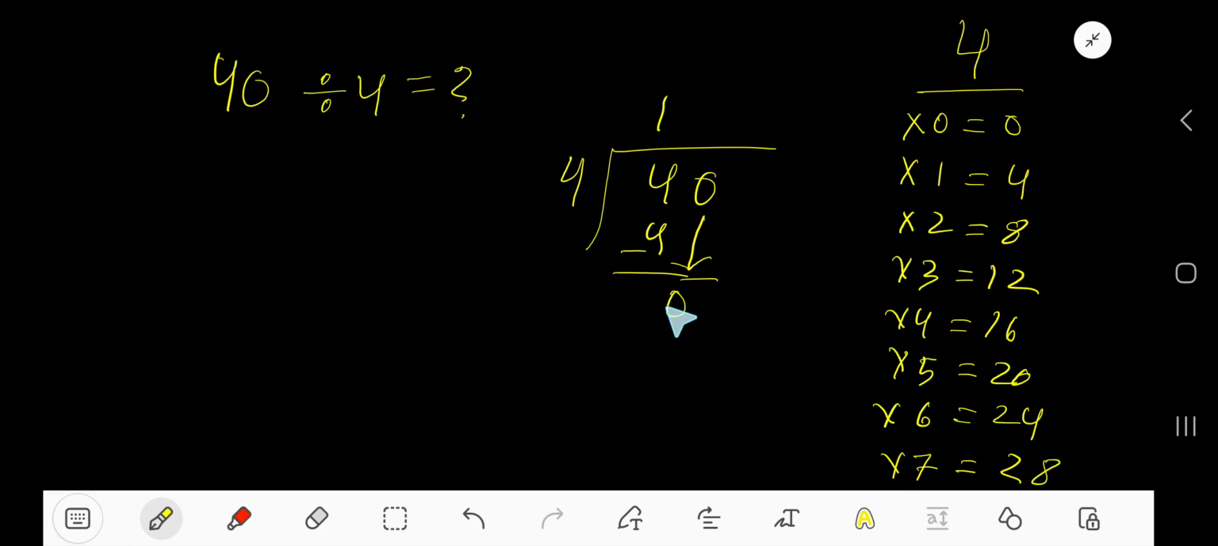4 goes into 0 how many times? 4 goes into 0, 0 times. 0 times 4 gives you 0. Subtract, 0. Our remainder is 0 and there is no digit left in the dividend. So our answer is 10.